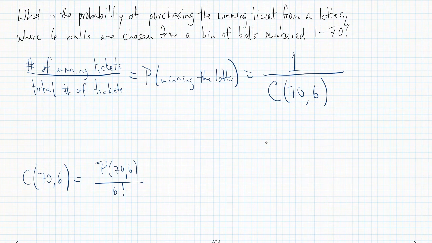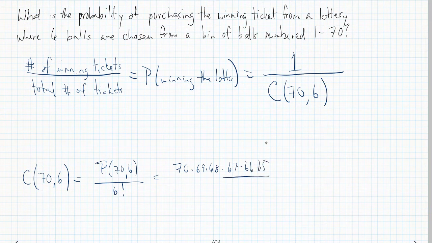And what does that give us? Well, we have to write out 6 numbers: 70 times, oops, that should be a 69, times 68 times 67 times 66 times 65, all divided by 6 times 5 times 4 times 3 times 2 times 1.